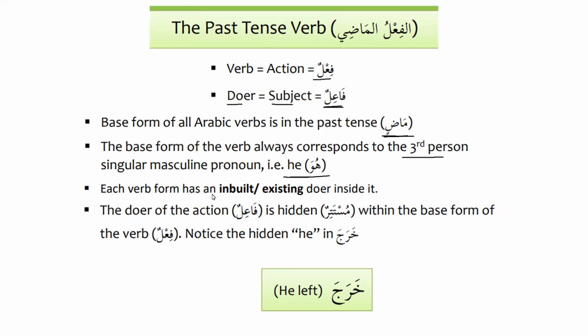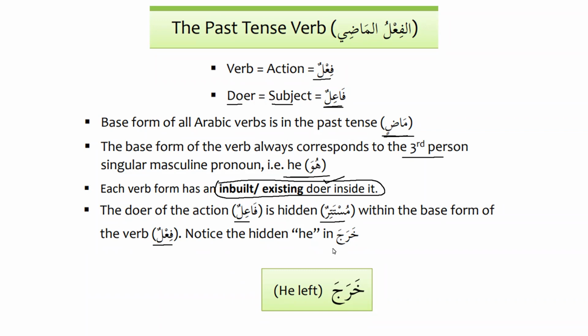Each verb form has an inbuilt or existing doer inside it. This is, I would say, the most important information about the verb that we need to know: every verb in the Arabic language has a doer, that is an inbuilt doer or existing doer inside it. So every verb has a doer inside it. The doer of the action, yani fa'ilun, is hidden, yani mustatirun, within the base form of the verb, fi'lun.